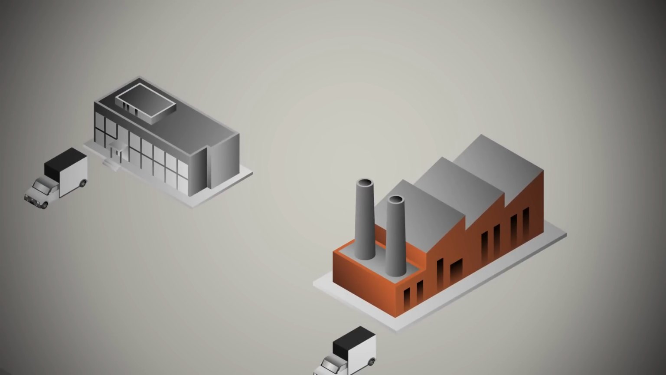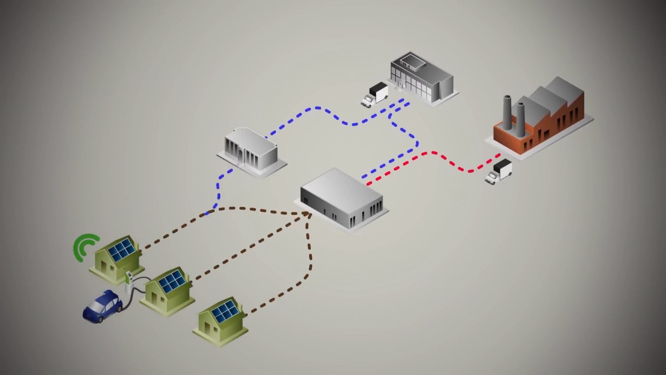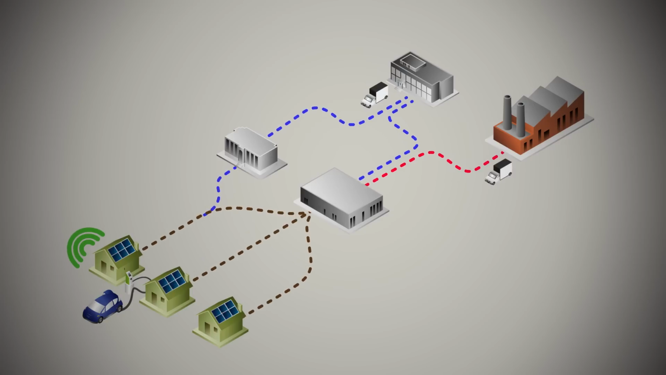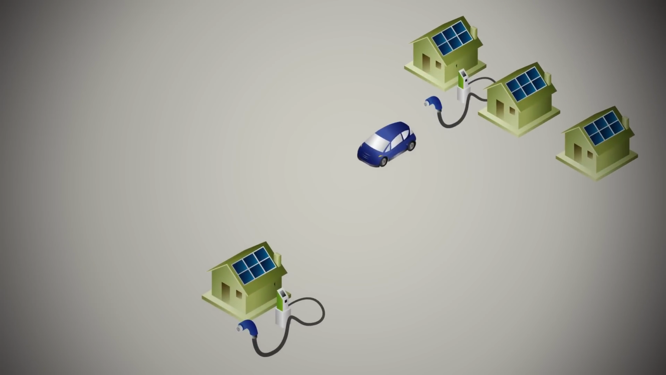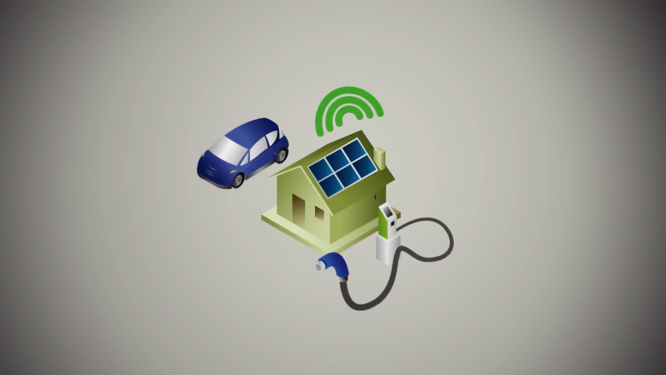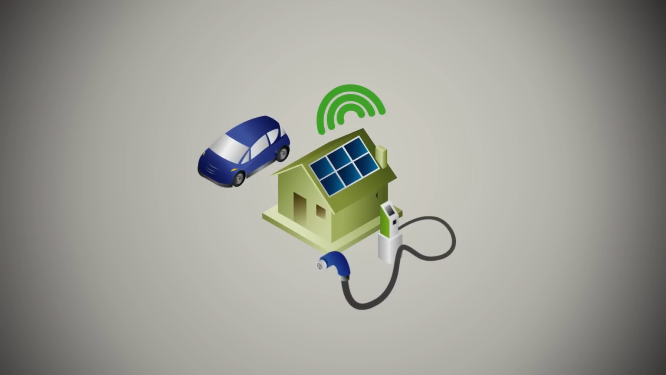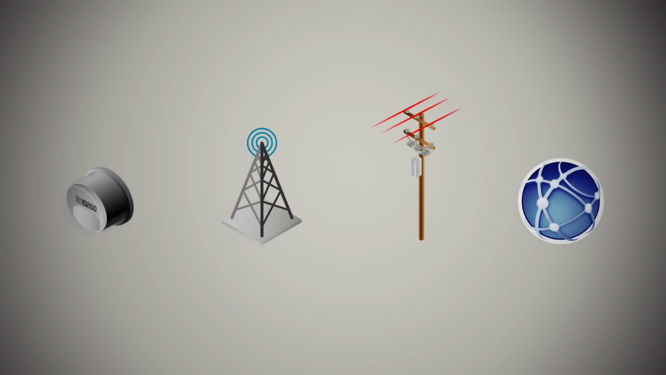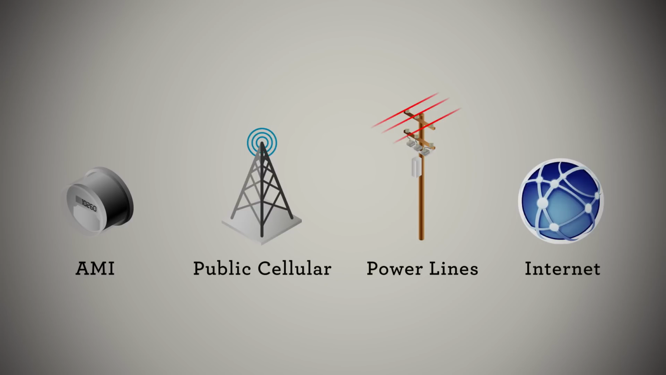With the flexibility afforded by these options, consumer products can be mass-produced, sold through normal retail channels, and relocated as owners move, all while remaining compatible with the communication systems of choice. Connectivity can be established through an advanced metering system, public cellular, power line carrier, customer-provided internet, or any other means.